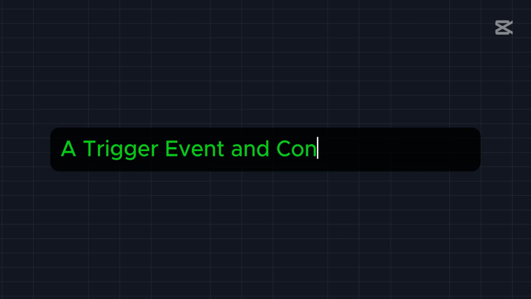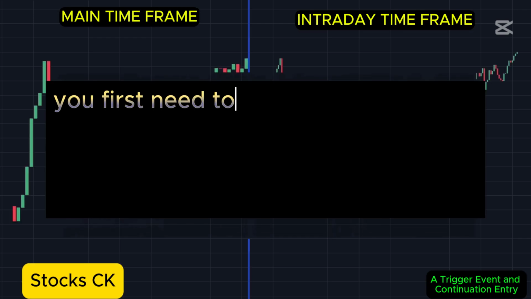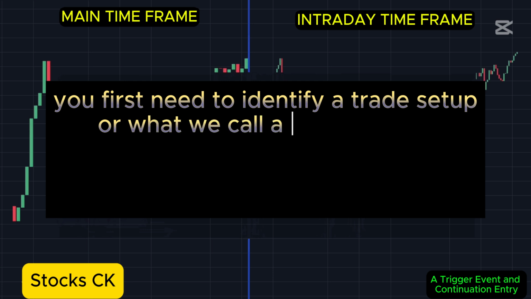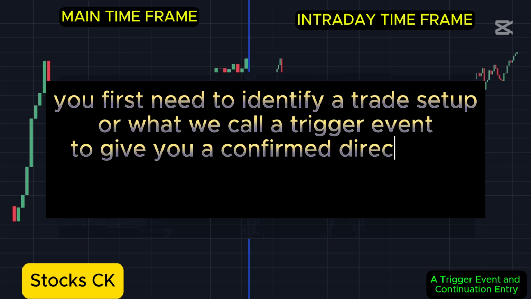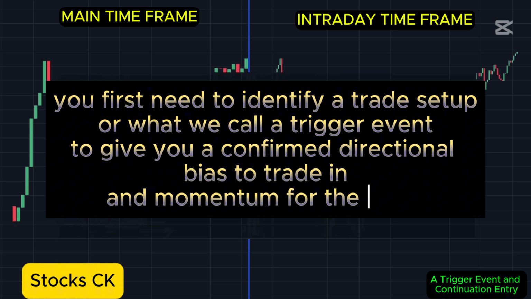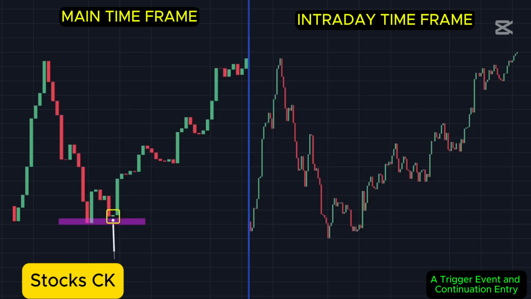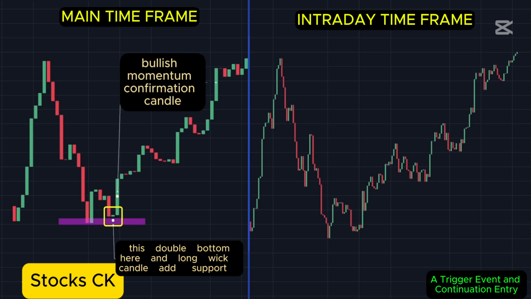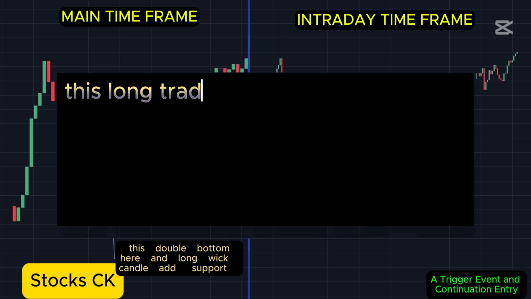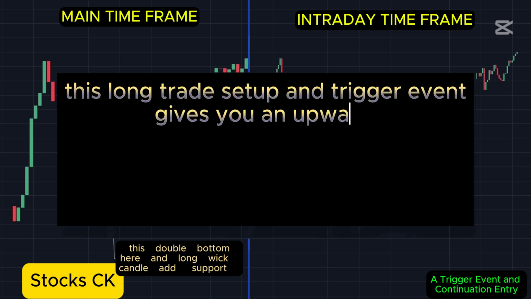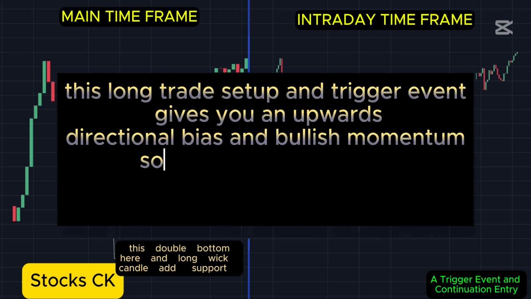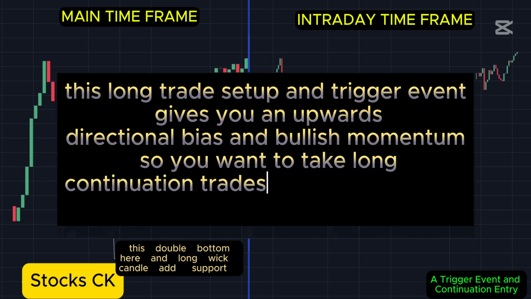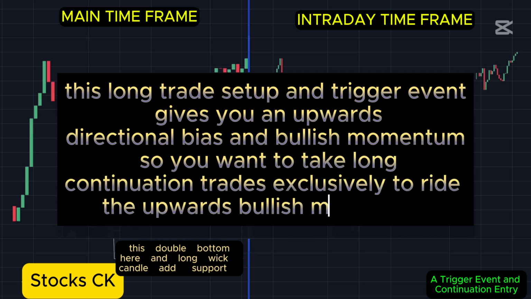A trigger event and continuation entry. You first need to identify a trade setup, or what we call a trigger event, to give you a confirmed directional bias to trade in and momentum for the trade. This double bottom here and long wick candle add buyer support, and the momentum follow-through candle acts as your trigger event. This long trade setup and trigger event gives you an upwards directional bias and bullish momentum, so you want to take long continuation trades exclusively to ride the upwards bullish momentum.